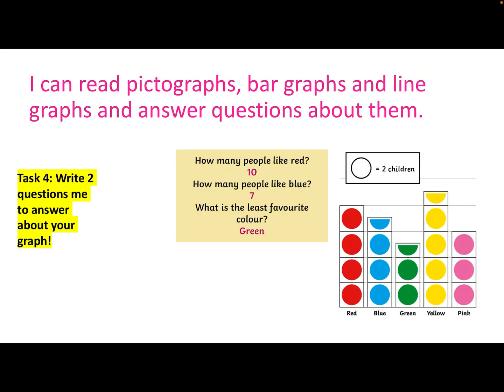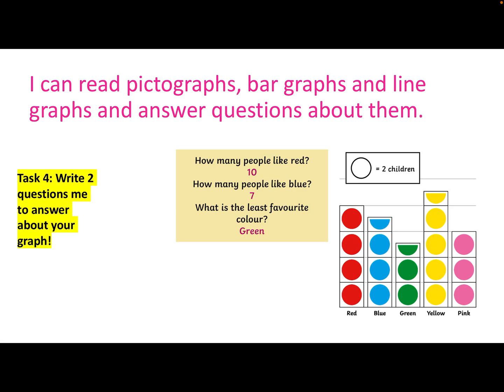And then the last part, if you're going to do the whole task, now please remember, as I said, you could just do task 1, you could just do task 1 and 2, 1, 2 and 3, or you can do all 4. It's completely up to you. I can read pictographs, bar graphs, and line graphs and answer questions about them. So your last part of the task is to think of 2 questions about your graph for me to answer. So see if you can make them really hard. See if you can make me really struggle. That's what you'd like to do, I'm sure.